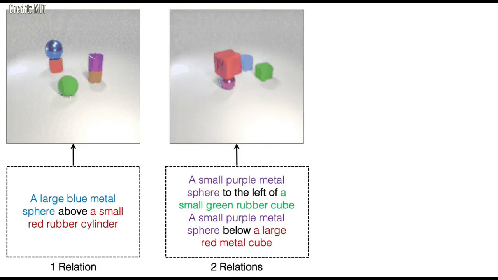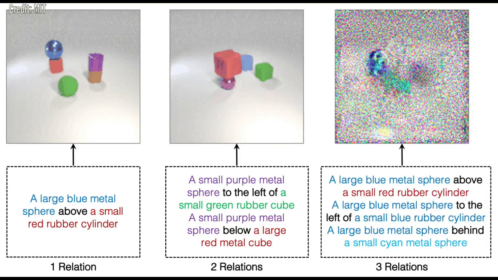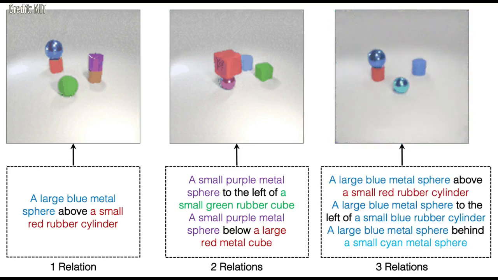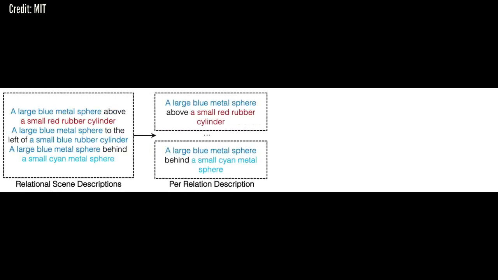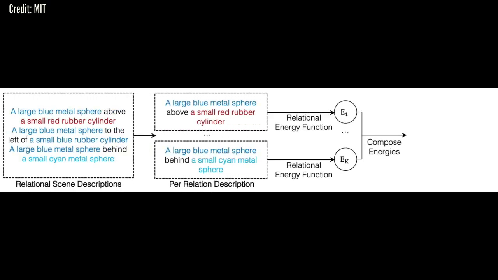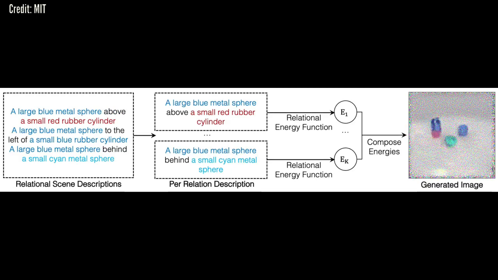relationships between objects in a scene. Their model represents individual relationships one at a time, then combines these representations to describe the overall scene. This enables the model to generate more accurate images from text descriptions even when the scene includes several objects that are arranged in different relationships with one another.